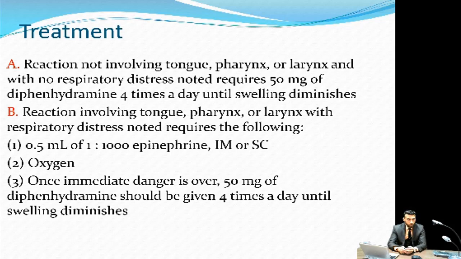The true angioneurotic edema involves the tongue, pharynx, or larynx with respiratory distress. The following treatment should be done. 1. 0.5 ml of 1 to 1000 epinephrine should be injected intramuscularly or subcutaneously in the tongue or in the pharynx. 2. Administration of oxygen. 3. Once immediate danger is over, the patient should receive 50 mg of diphenhydramine given 4 times daily until the swelling diminishes.